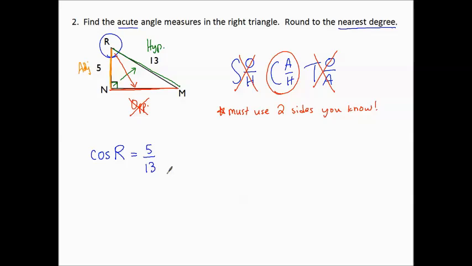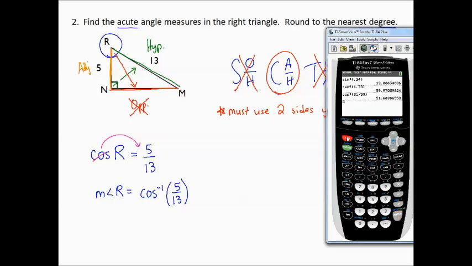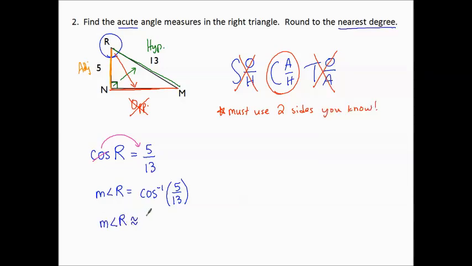Now just like we did in the problems earlier, we want R by itself. So how do I do that? I move cosine to the other side by doing inverse. Measure of angle R equals inverse cosine of 5 over 13. To the calculator! Inverse cosine, second cosine, 5 divided by 13. Close parentheses, enter. Round to the nearest degree, 67 degrees. So the measure of angle R, approximately 67 degrees. There's one of them. Now I need angle M.